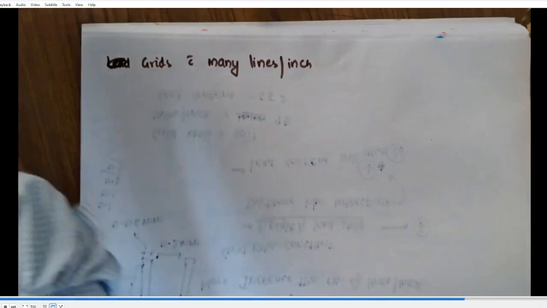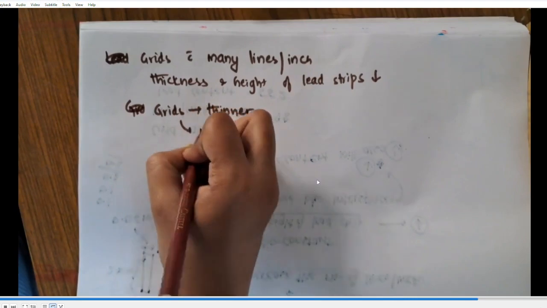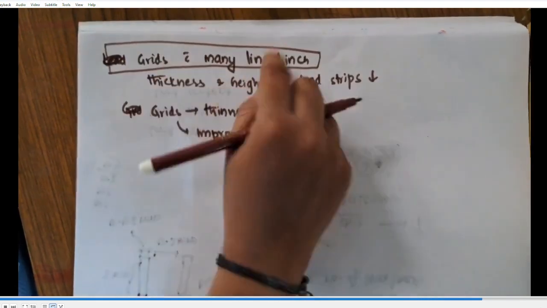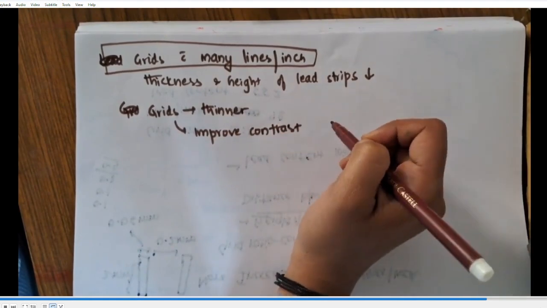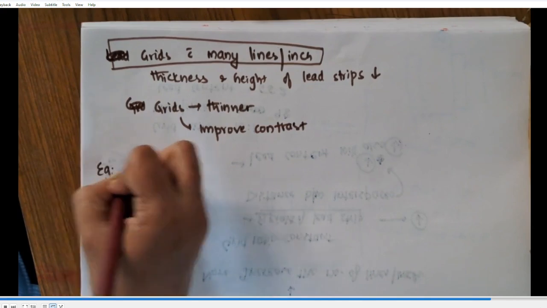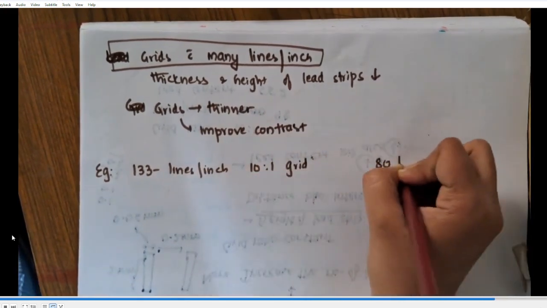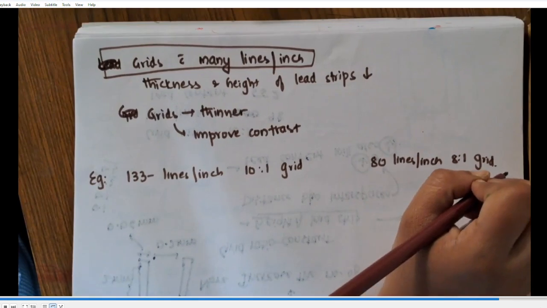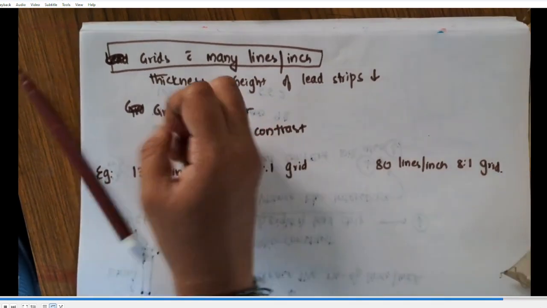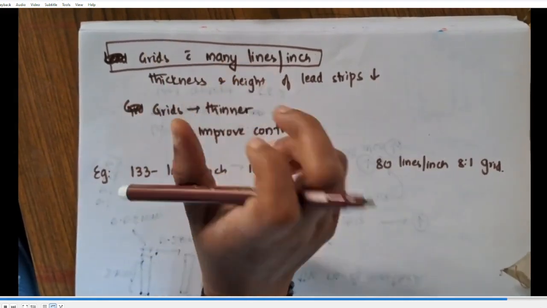So in practice, grids are constructed with many lines per inch. Both the thickness and heights of the lead strips are decreased. These grids are thinner and improve contrast less than the grids of comparable ratios with fewer lines per inch. So the grids are made thinner and they improve contrast also, but the contrast improvement is less than the grids of comparable ratio with fewer lines per inch. For example, a 133 lines per inch 10:1 grid improves contrast about the same as an 80 lines per inch 8:1 grid.